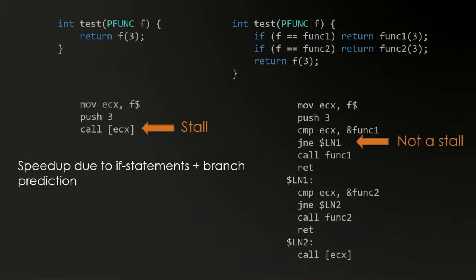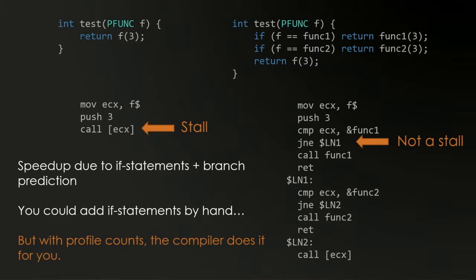And this does make the code go faster. We're going to get into some details in the next slide for that. But of course, I'm a compiler guy. I haven't said anything about a compiler yet, right? I've just rewritten this code, adding the if statements by hand. But the compiler can do it for you if it's got the right profile information. We'll talk about the profile information in just a little bit.